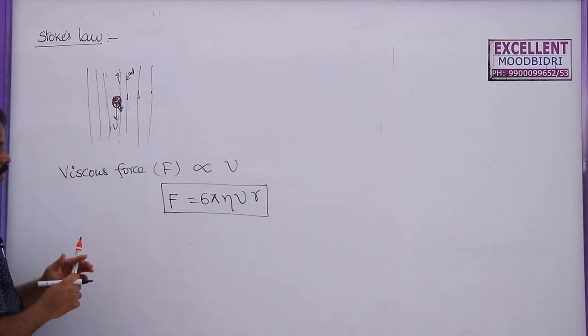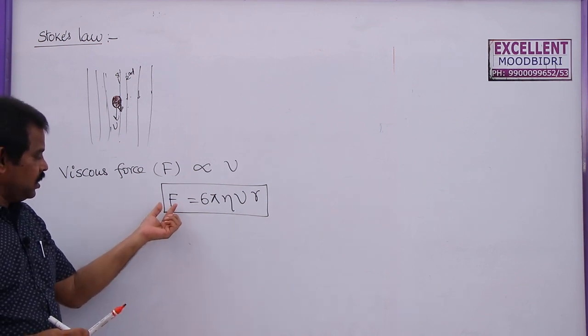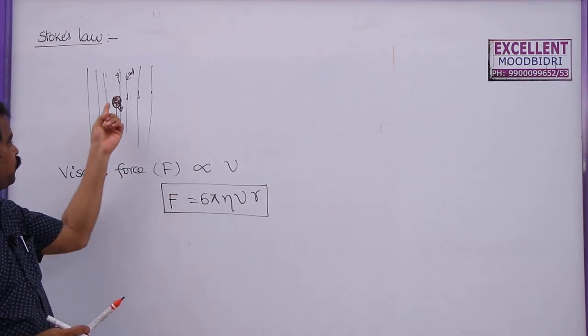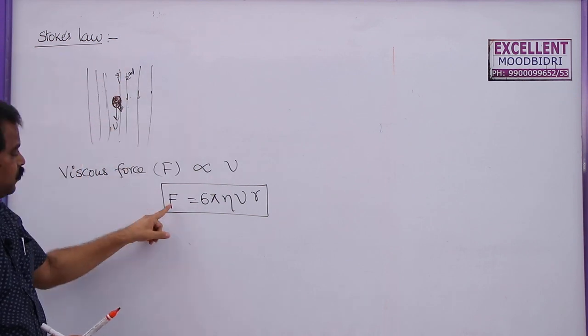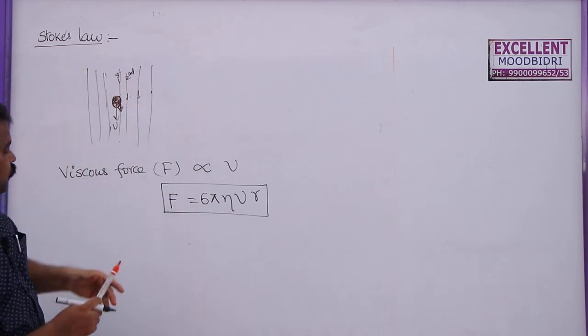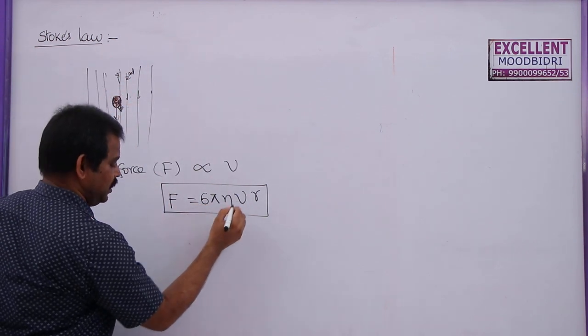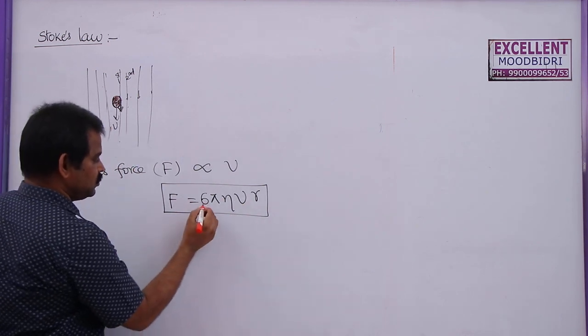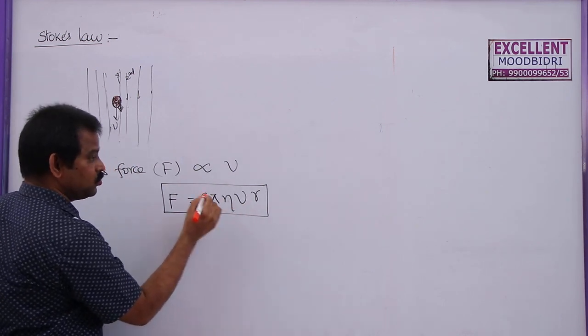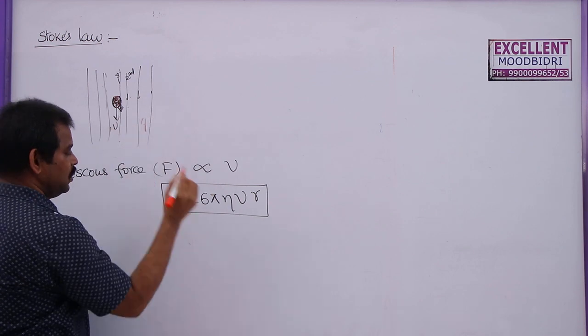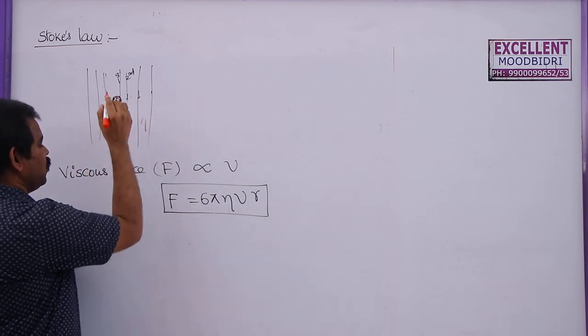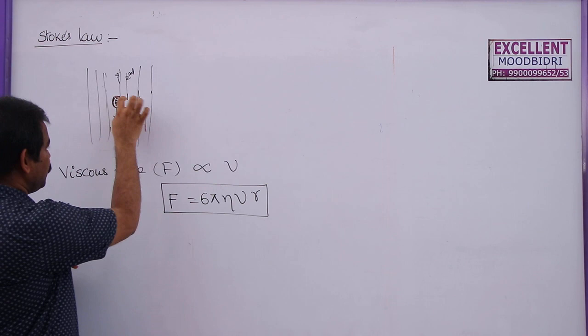So Stokes law gives an equation for the viscous force of a body passing through a fluid, which is given by 6 pi eta rV. So 6 is a constant, pi is a constant, eta is the coefficient of viscosity of this fluid, V is the velocity of this body, and r is the radius of this body.